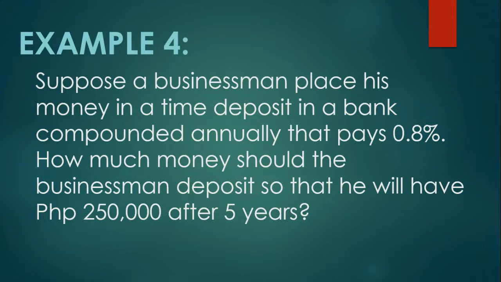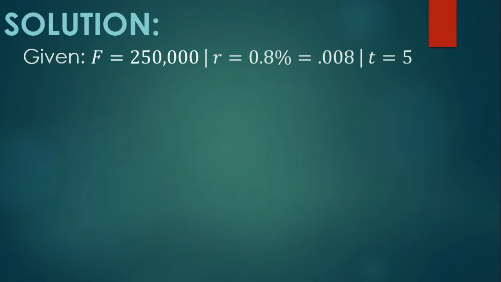Example 4. Suppose a businessman places money in a time deposit in a bank compounded annually that pays 0.8%. How much money should the businessman deposit so that he will have 250,000 pesos after 5 years? So, this is just like the previous example. Ang hinahanap dito ay yung value ni P. So, for the solution, let's identify the given.